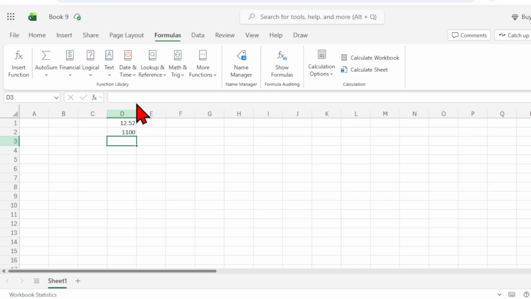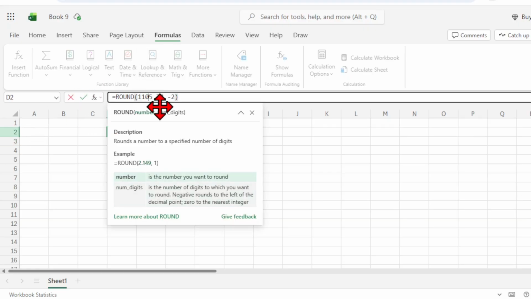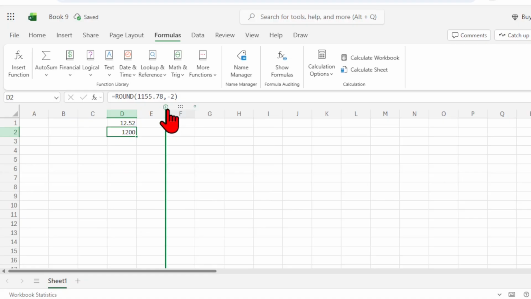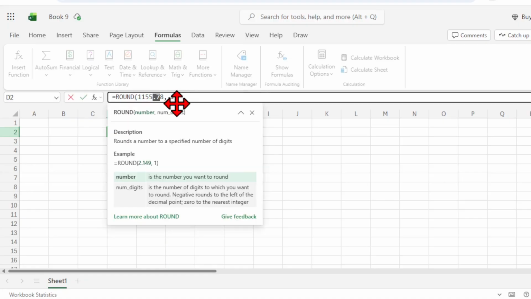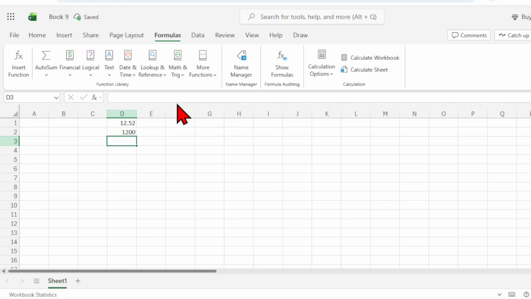But let's look at some of the other ones, because ROUND is always going to round according to normal rounding rules. If I go back to this one and I make this a 5, it is going to round it up to 1200. Even if this was truly 1150, it's still going to be 1200. But there are ways to have a little bit more control over it.